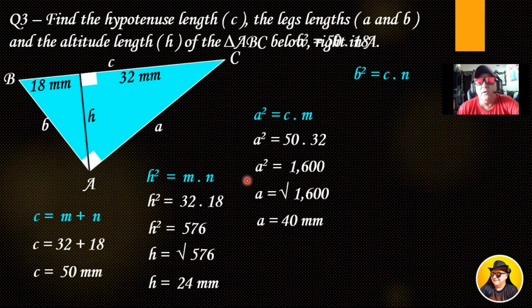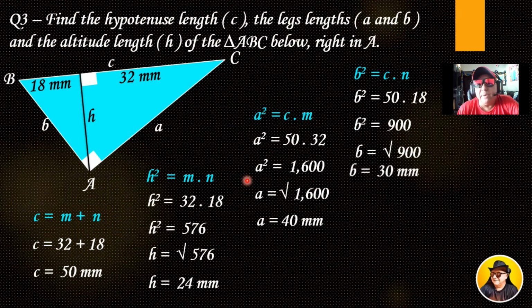All right. And now let's calculate B. So B squared is C times N. C is 50, N is 18. So 50 times 18 is 900. And taking the square root of 900, we know that B is 30 millimeters. So now we have A is 40 millimeters, B is 30 millimeters, C is 50 millimeters, and the altitude is 24 millimeters.